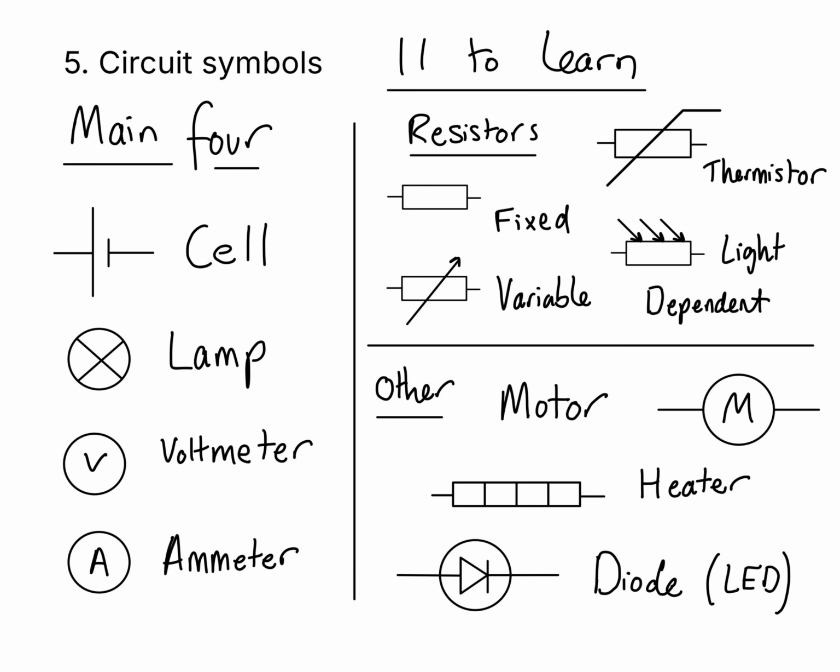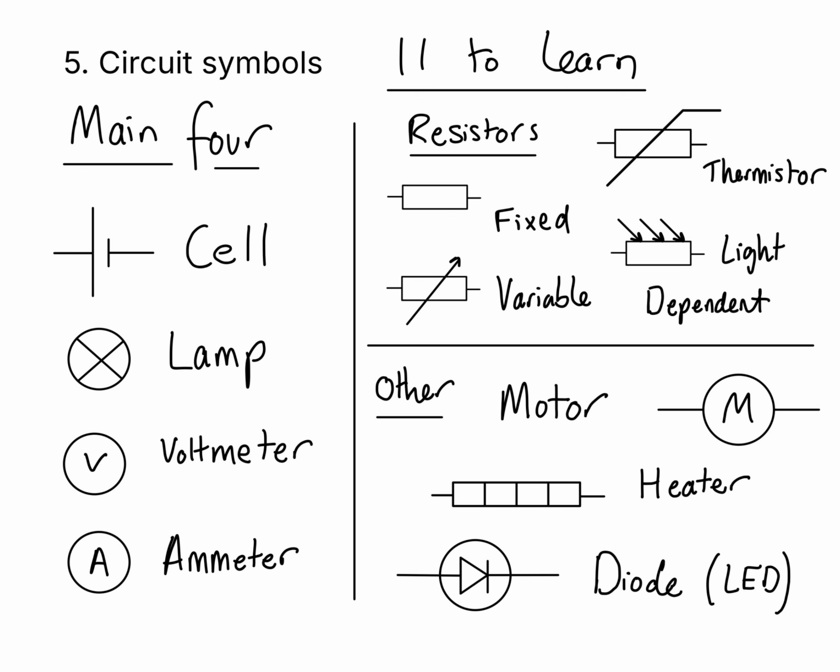There are 11 circuit symbols that you need to know, and there's not really any shortcut to learning them. The main four are the cell, the lamp, the voltmeter, and the ammeter. The four types of resistors are fixed, variable, thermistor, and light dependent, sometimes given as LDR. And the others, motors, heaters, and diodes, also called LEDs.